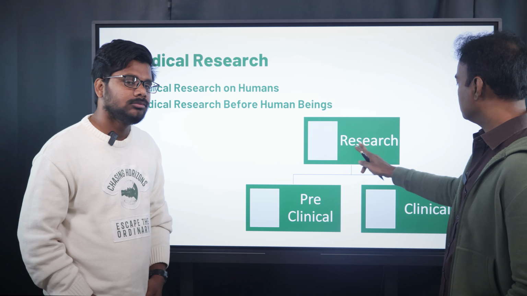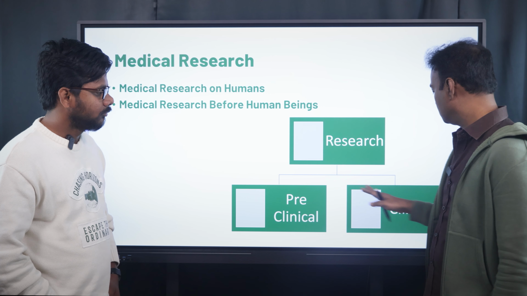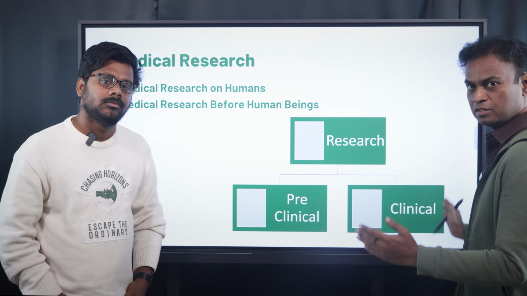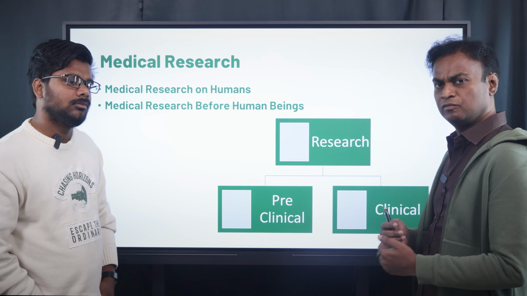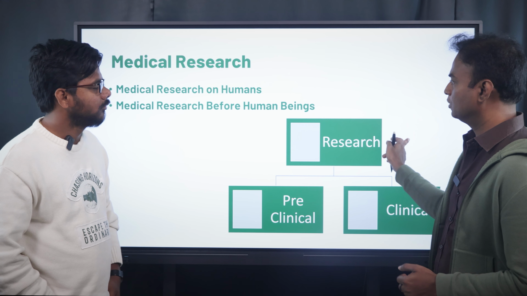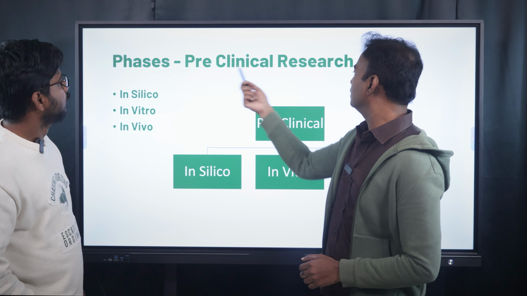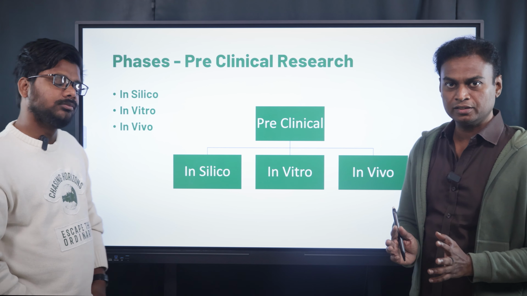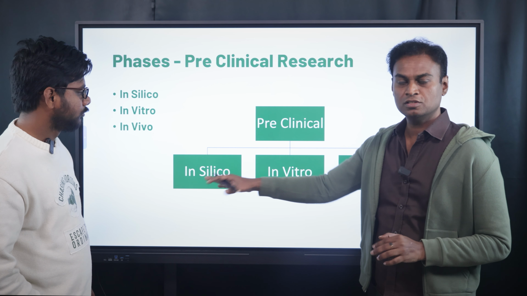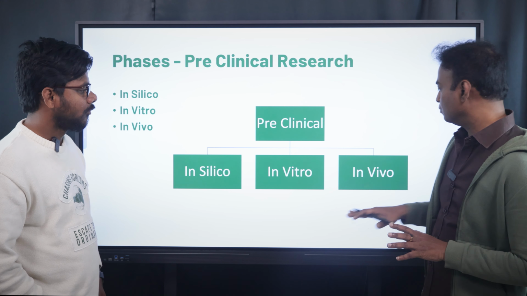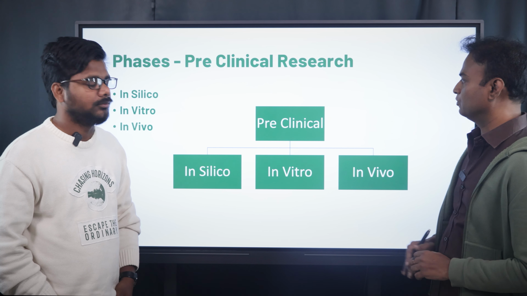Now this clinical research is divided into 2 parts. One is preclinical research and the other is clinical research. These are the 2 major phases, and each one will have different phases with different purposes. We will look into it. The first one is preclinical research. Again, preclinical research is divided into 3 phases: in silico, in vitro, in vivo. We will check what is in silico, in vitro, in vivo.